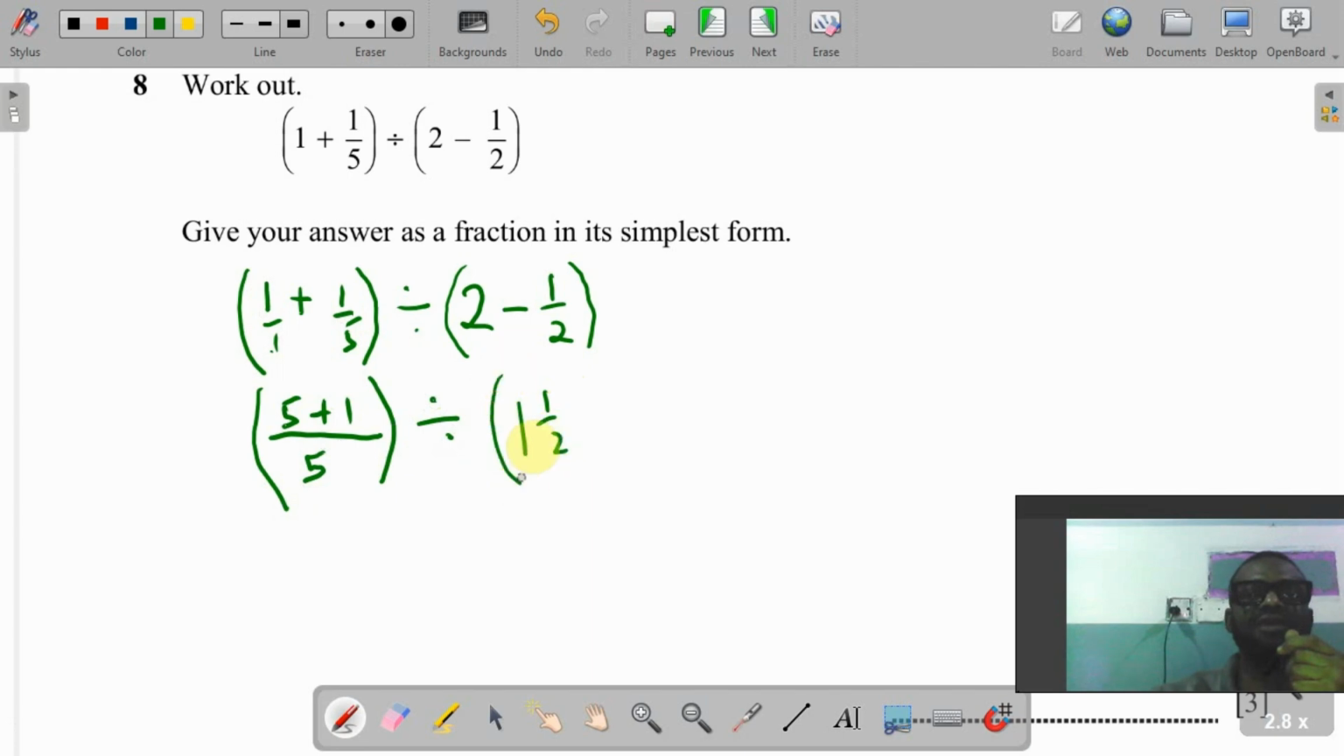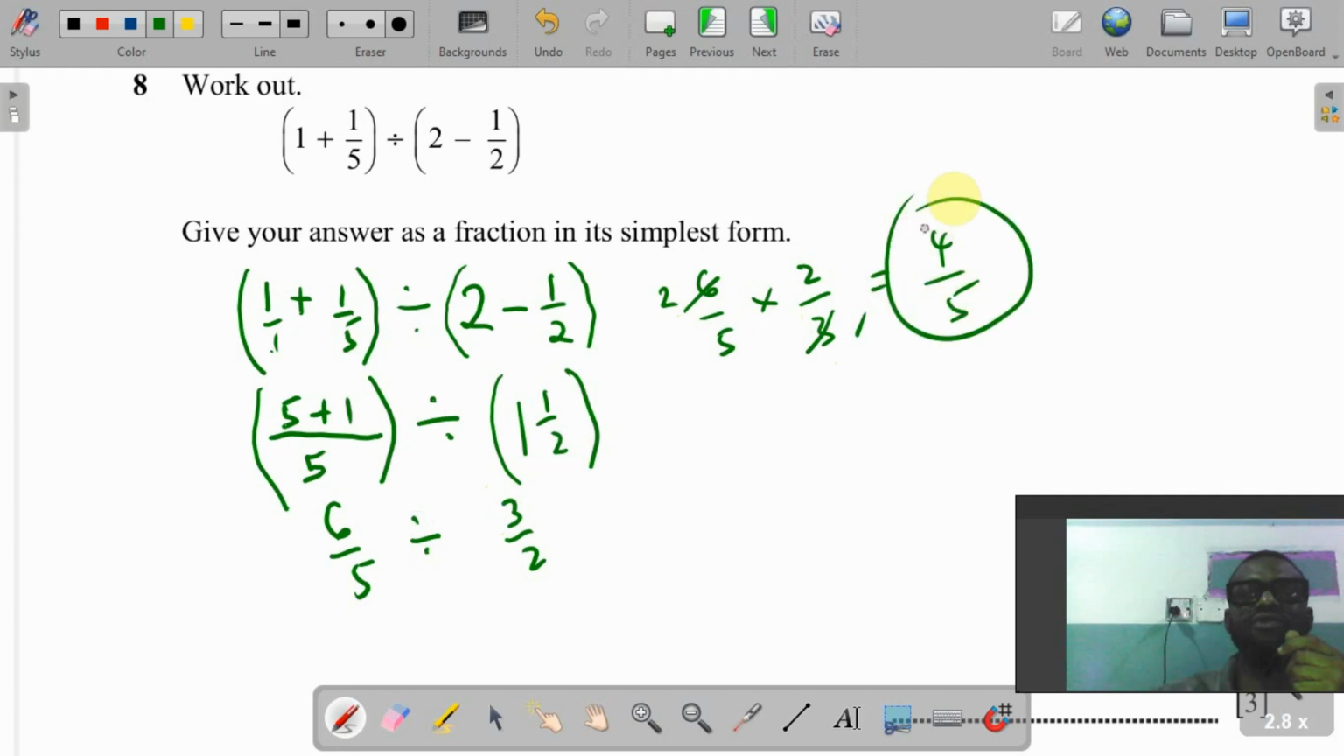So this will give me 6 over 5 divided by 3 over 2, and this will become 6 over 5 times 2 over 3. So your final answer is 4 over 5.